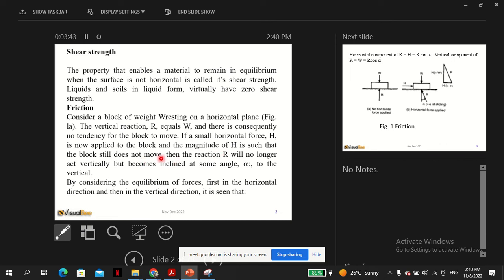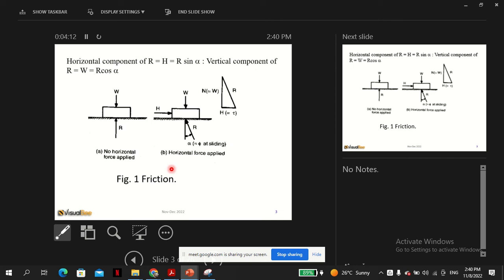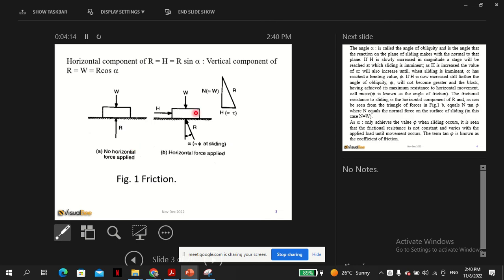And so now, if a small horizontal force H is now applied to the block, and the magnitude of H is such that the block still does not move, okay, then the reaction will no longer act vertically, but becomes inclined at some angle phi to the vertical. Considering the equilibrium of the forces, first in the horizontal direction and then in the vertical direction, it is seen. So the horizontal, of course, this is a fundamental principle in physics.